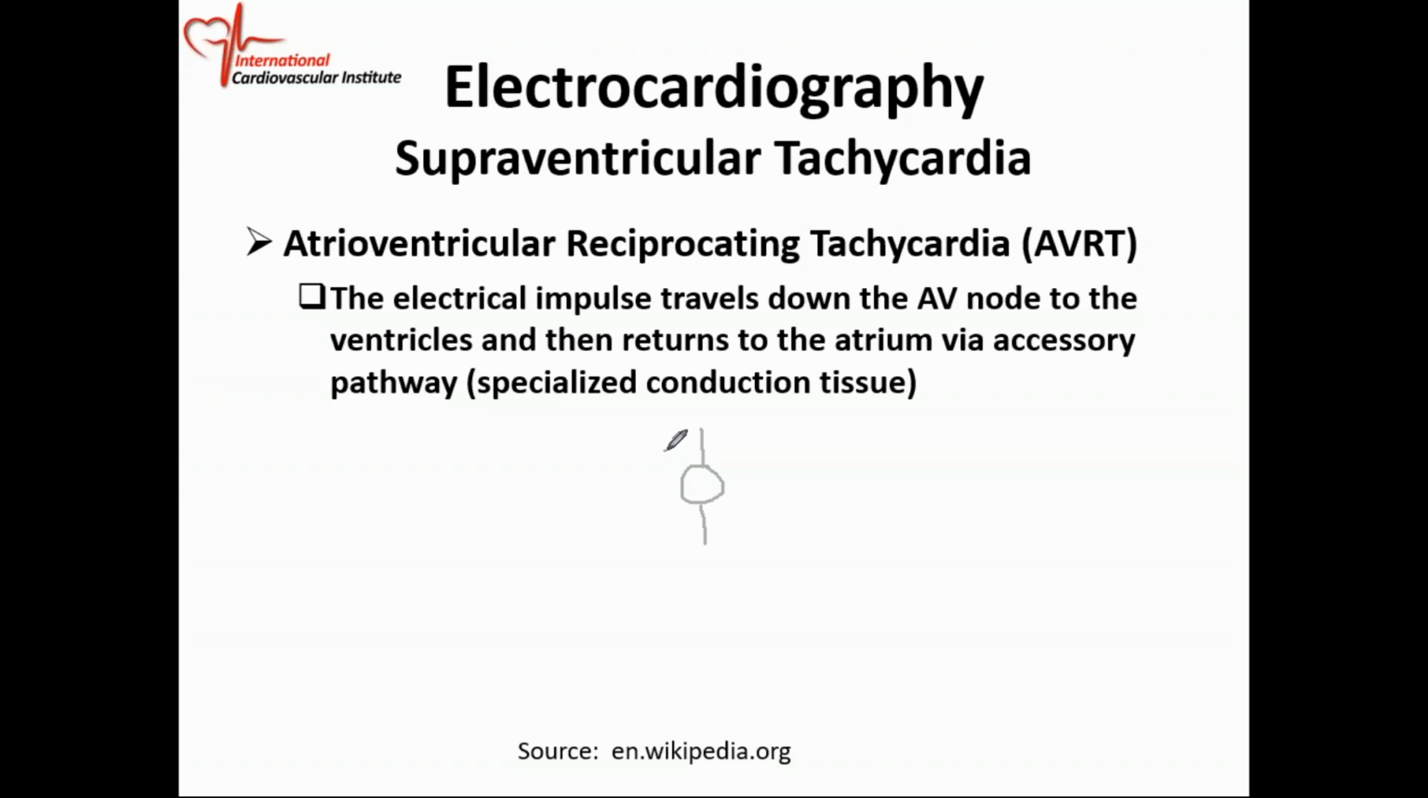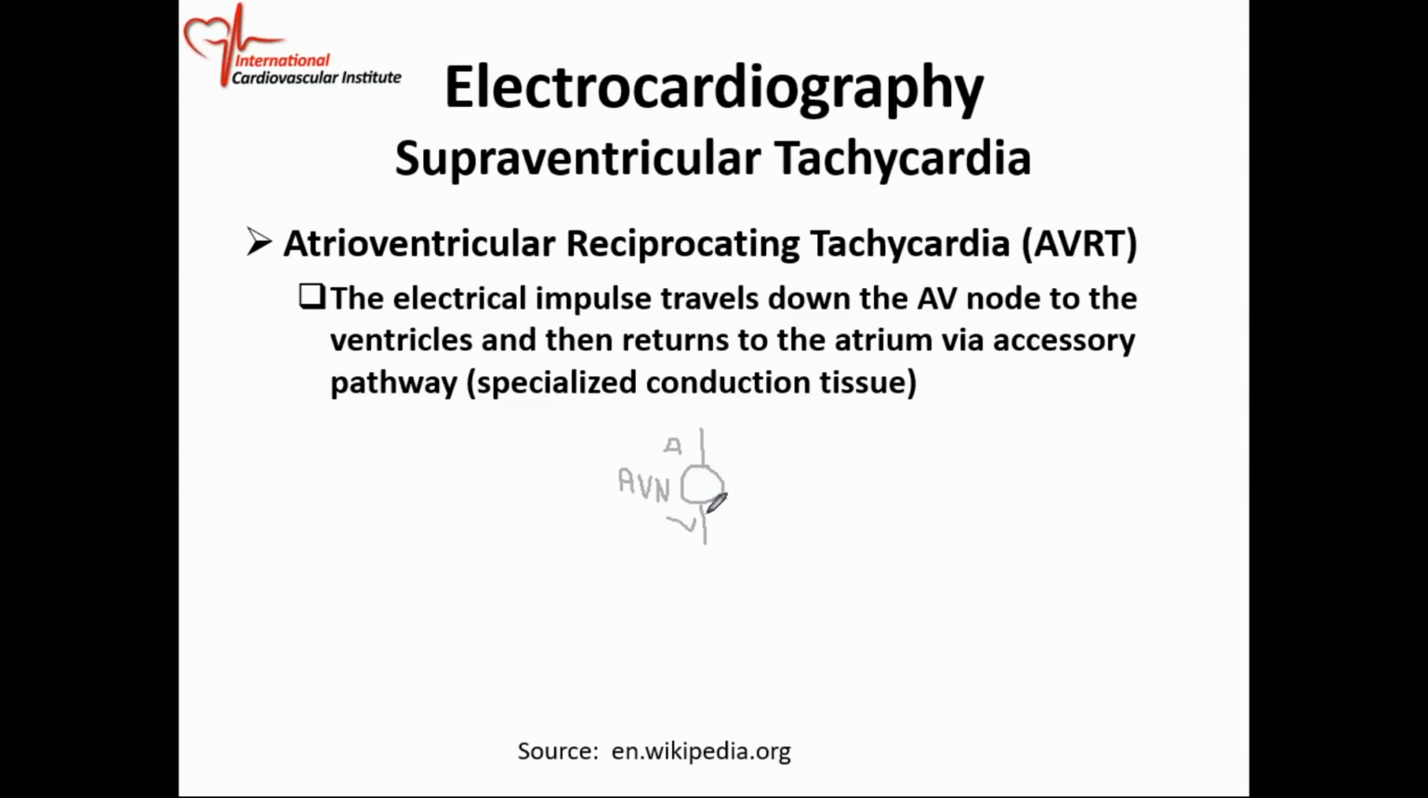So if this is your atrium, and this is your ventricle, and then this is your AV node. Let's label it AVN, the atrioventricular node. Okay. Sometimes you'll have what we call a bypass tract. You'll have a bypass tract.